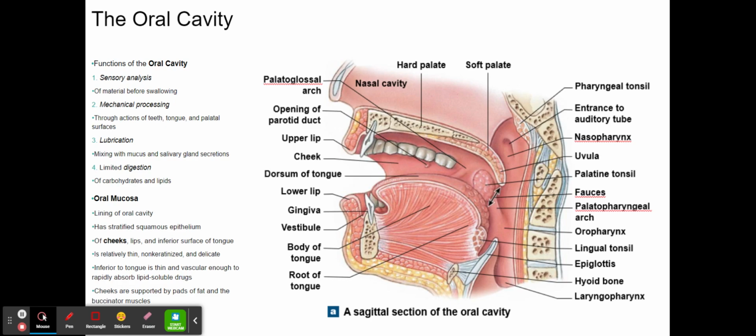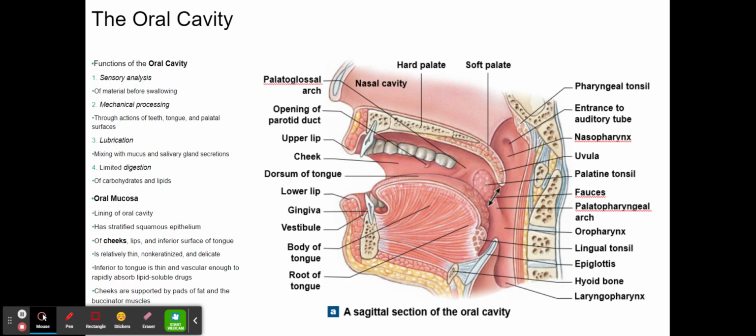The oral cavity is lined by the oral mucosa, which has a stratified squamous epithelium. A layer of keratinized cells covers regions exposed to severe abrasions, such as the superior surface of the tongue and the opposing surface of the hard palate, or the roof of the mouth. The epithelial lining of the cheeks, lips, and inferior surface of the tongue is relatively thin and non-keratinized.